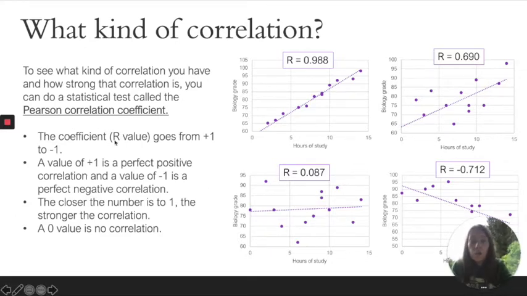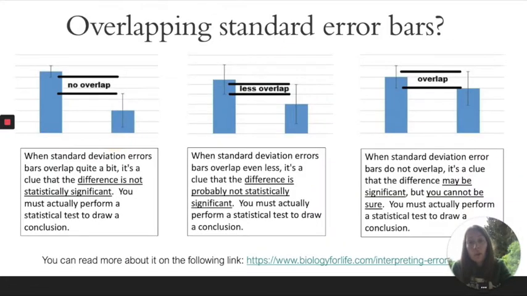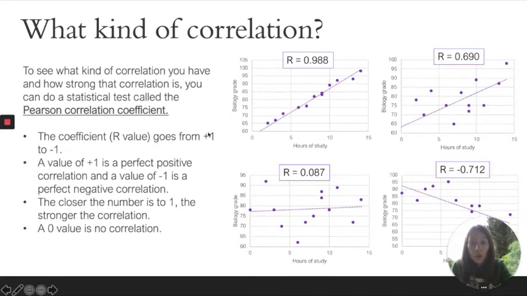Okay, so the coefficient, an R value, not to be confused with the previous one, which is the R-squared value, goes from +1 to -1. A value of +1 is a perfect positive correlation, and a value of -1 is a perfect negative correlation. The closer the number is to 1, the stronger the correlation, and a value of 0 is no correlation. So the further it is from +1 or -1, the less strong that relationship is.